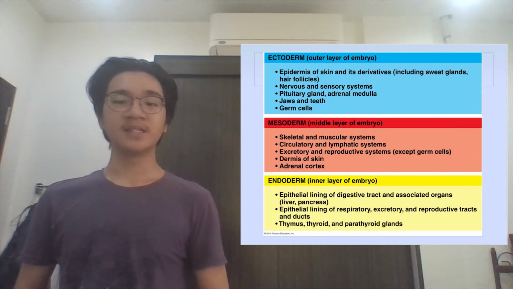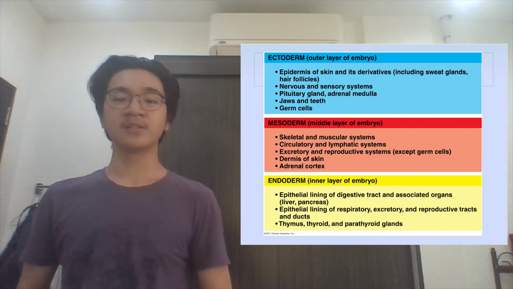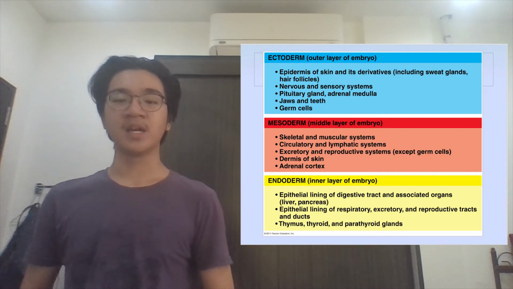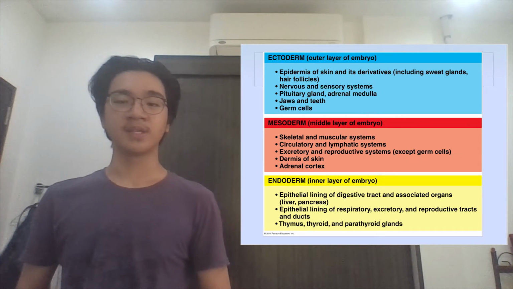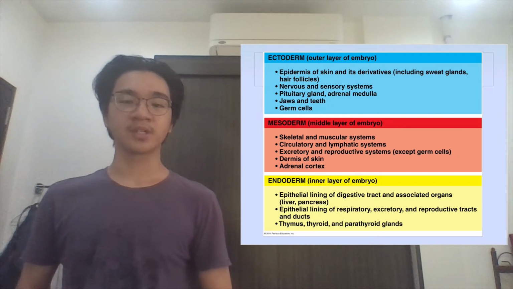Mesoderm, the middle layer between the ectoderm layer and the endoderm layer, plays an important role as it forms the skeletal system, muscular system, circulatory system, excretory system, lymphatic system, and the reproductive system.